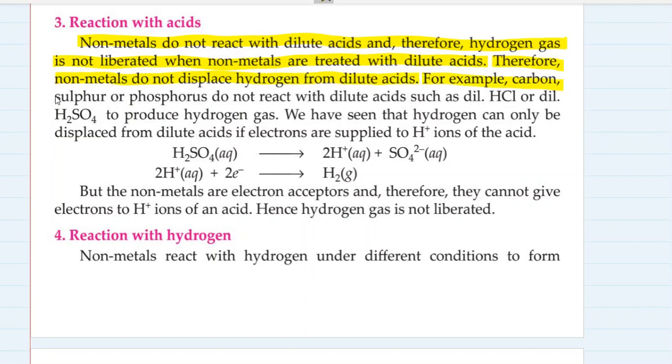For example, carbon, sulphur or phosphorus do not react with dilute acids such as dilute hydrochloric acid or dilute sulfuric acid to produce hydrogen gas. We have seen that hydrogen can only be displaced from dilute acids if electrons are supplied to hydrogen, and this property by which electrons are supplied to any element is shown by metals because they can donate electrons easily, right? So non-metals, they are acceptors of electrons, so they cannot give electrons to hydrogen ions which are there in acid, and they cannot liberate hydrogen gas with acid, and they cannot react with acids.